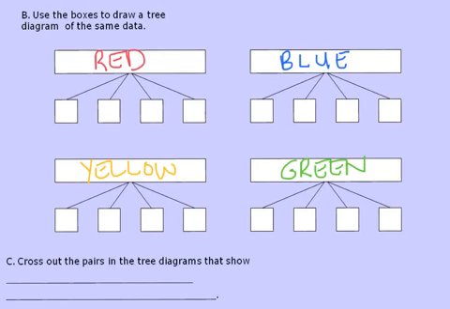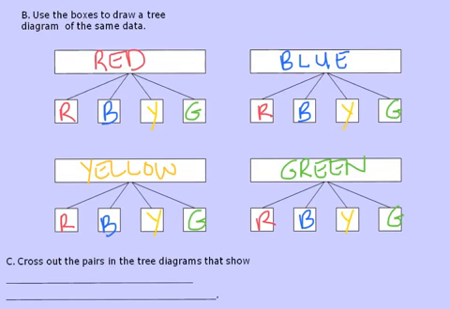Okay, so now I'm going to put the choices that I could pull out in the little boxes below. So it's going to be red, and yes, I am just going to put the letters, blue, yellow, and green. And I'm going to repeat that on all of them. And so it would look like this.